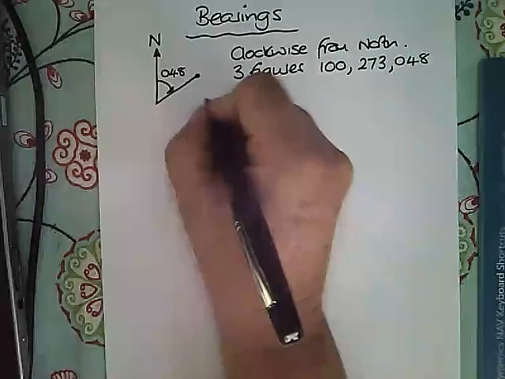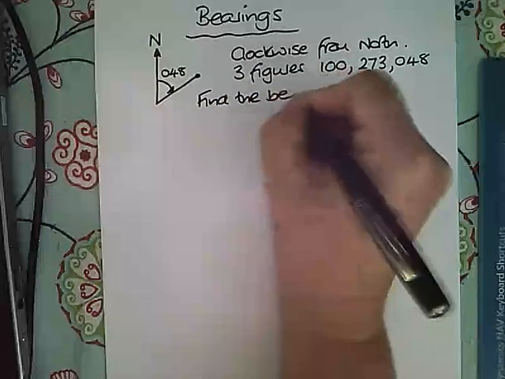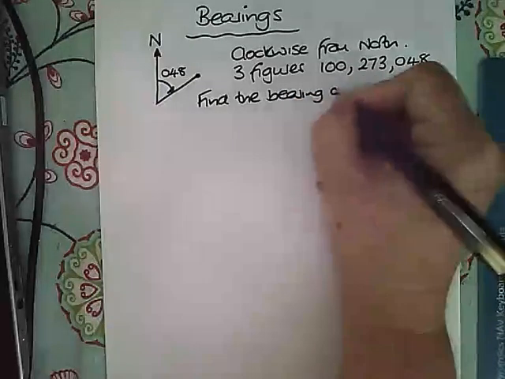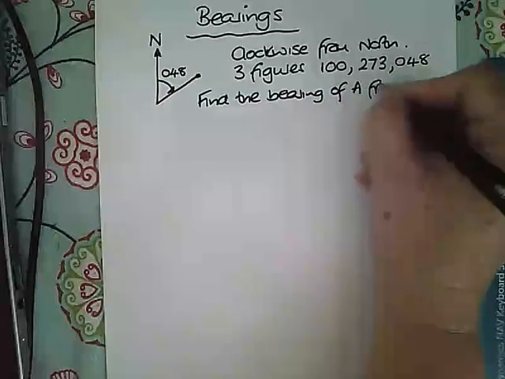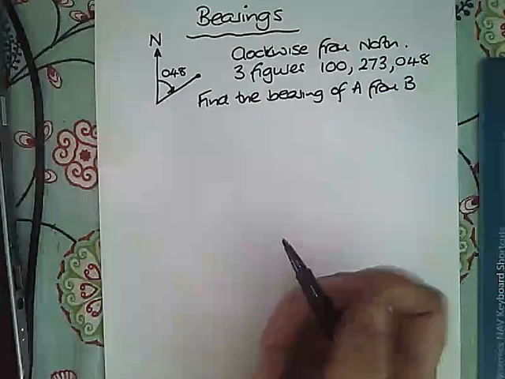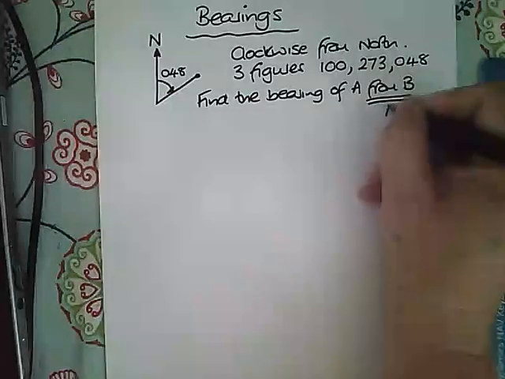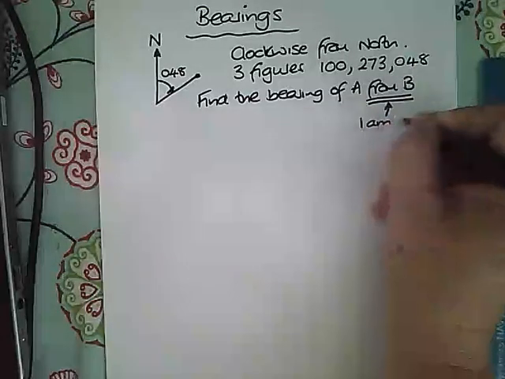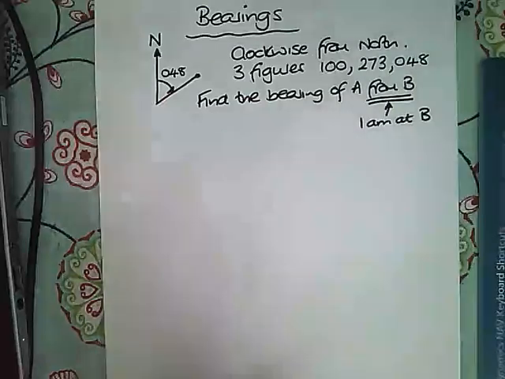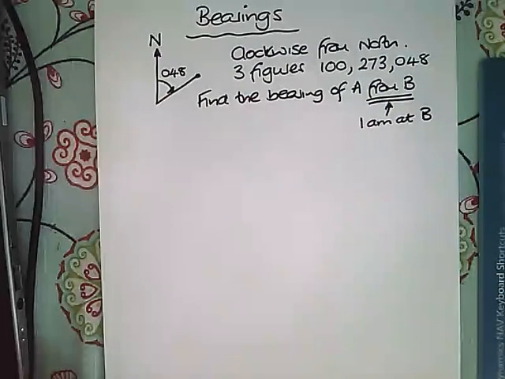So it will be worded like this: find the bearing of A from B. And when you're doing a bearings question, you always need to do this, underline that, and I would always write down I am at B. So that makes you realise where you are looking in terms of the bearing on your piece of paper.